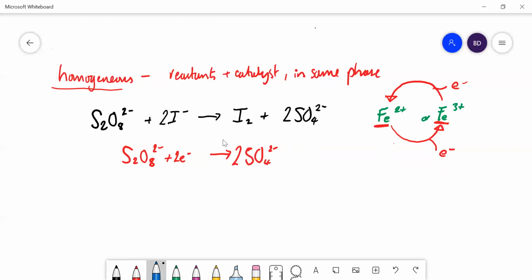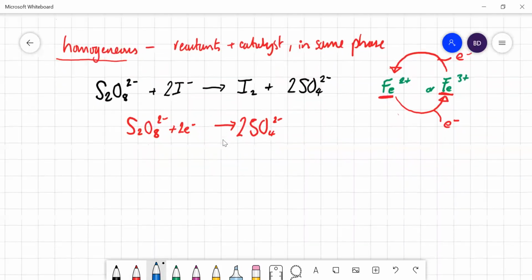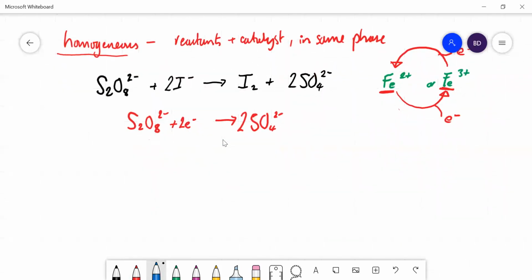Now let's do the other half of that, which is the iodine. So we're going to have 2I- going to I2. Each I- is going to lose an electron. So just balance the charges, so it's going to be plus 2e- on that side.